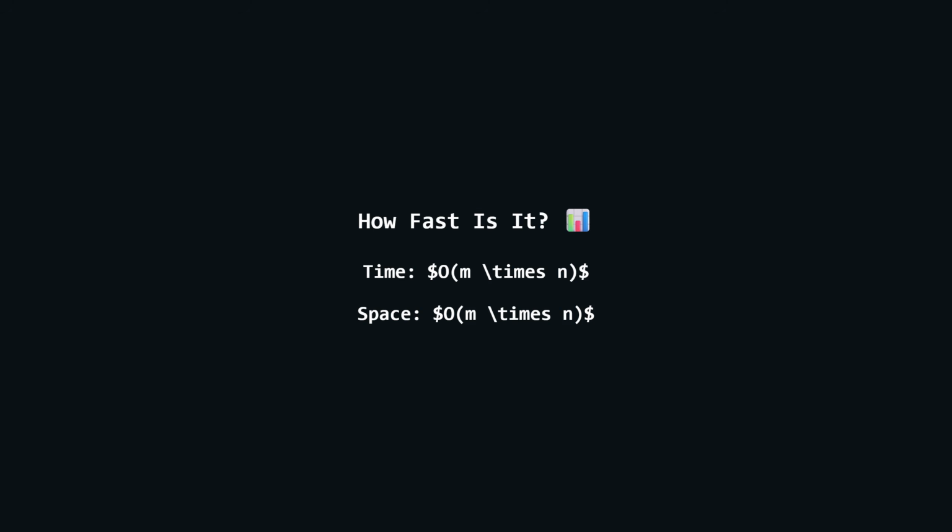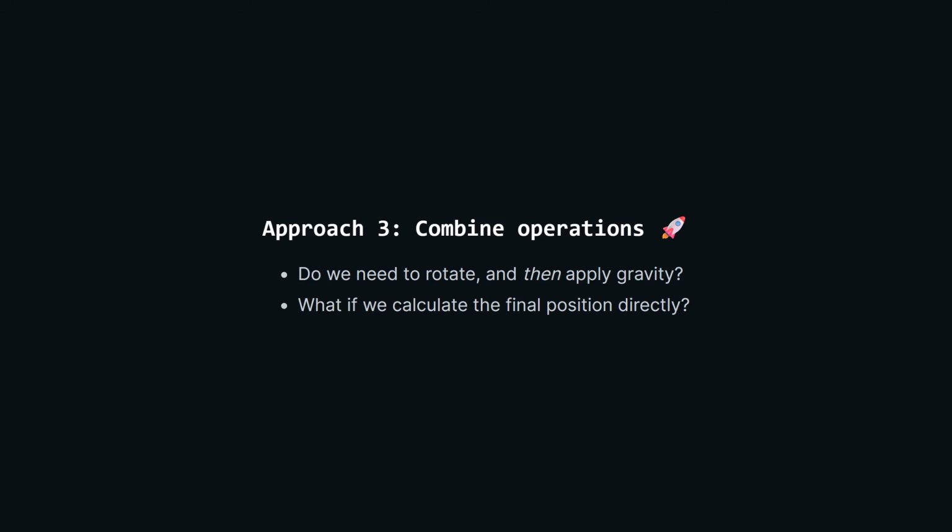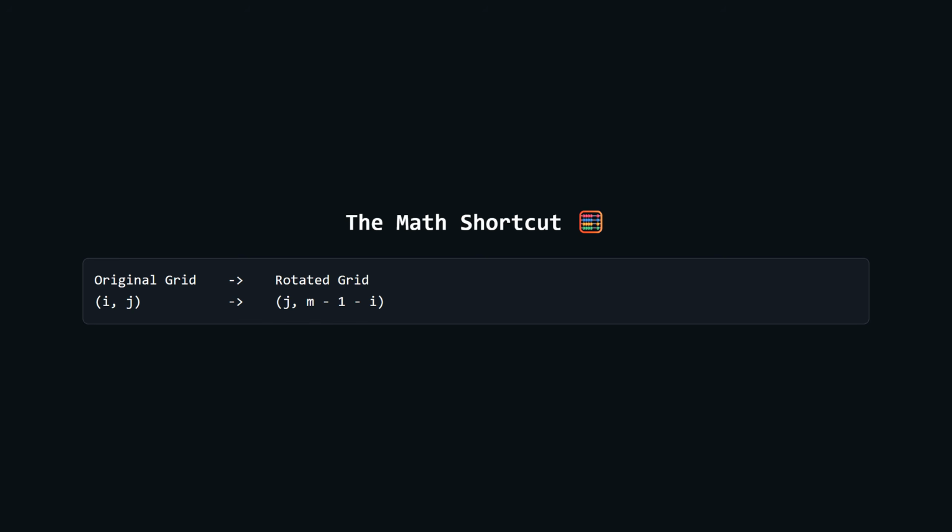But wait, we can actually make the code even shorter. For our third approach, let's think about efficiency. Right now we do a full pass to rotate the grid, and another full pass to simulate gravity. We can actually combine these into a single step. There is a mathematical formula for rotating a matrix.